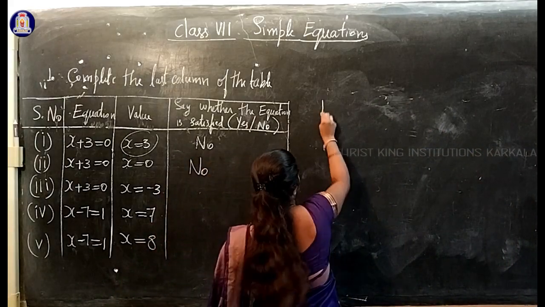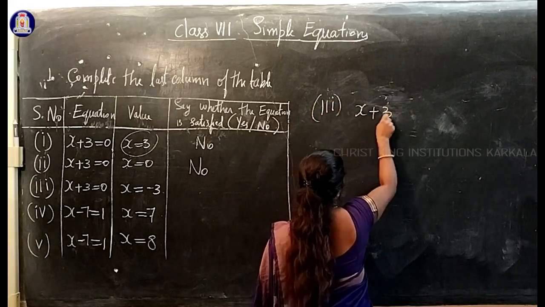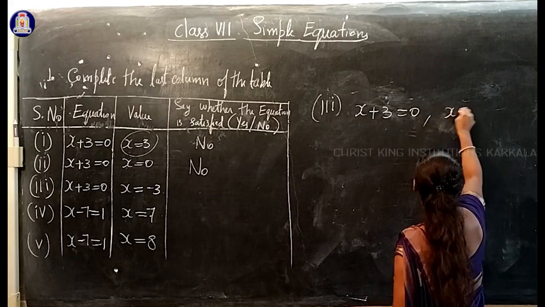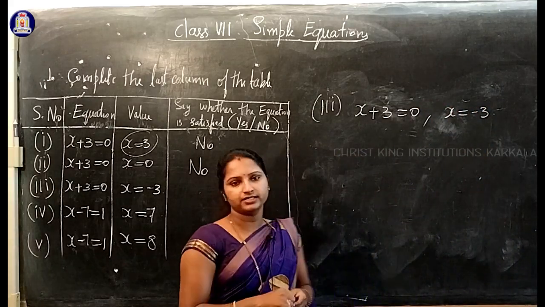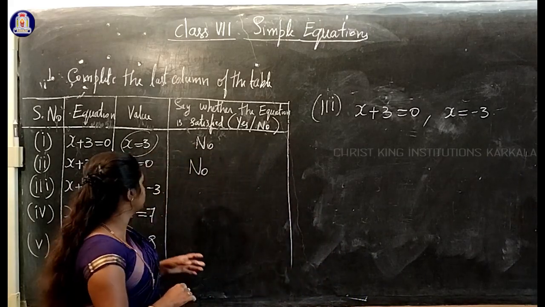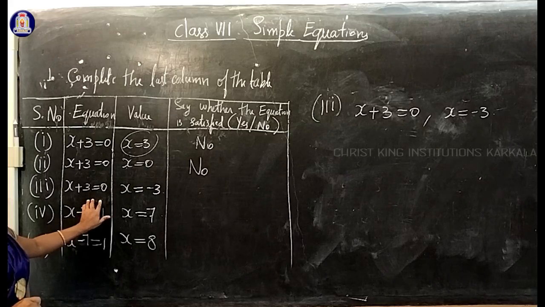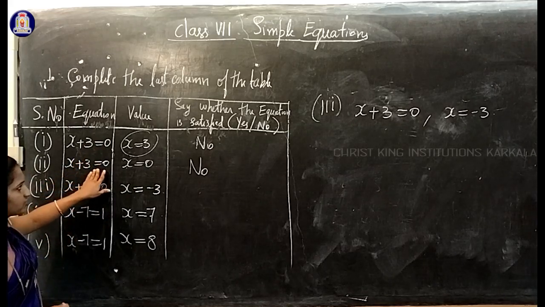See, third question, x plus 3 is equal to 0 and the value of x is minus 3. So now you have to check whether this value will satisfy this equation. Clear? So first one is not satisfying, second one also not satisfied.